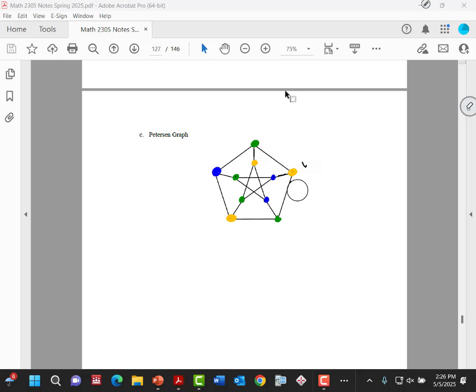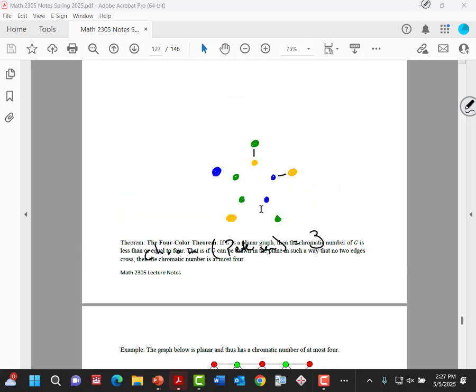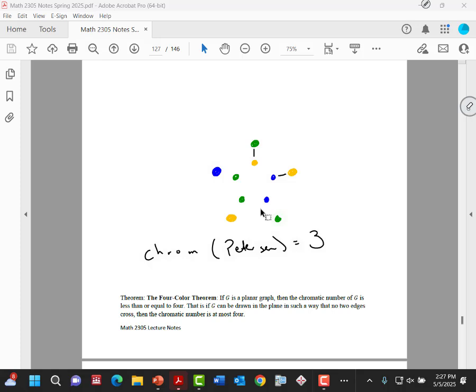So let's count how many different colors it took for me to color this graph. Well, 3. So the chromatic number of the Petersen graph is 3. Now, let's slide down here, important, to what is called the four-color theorem.